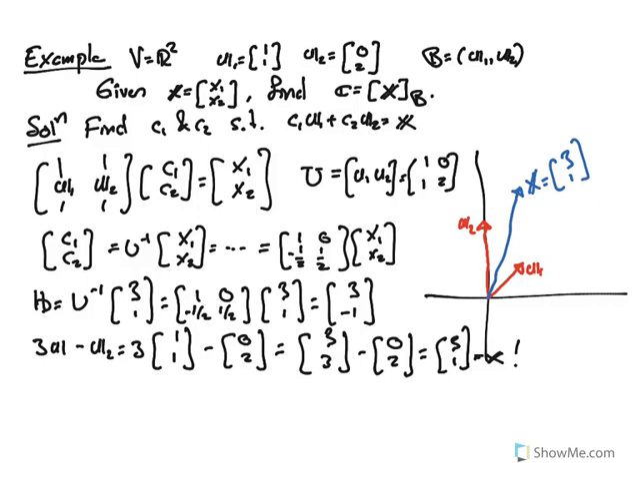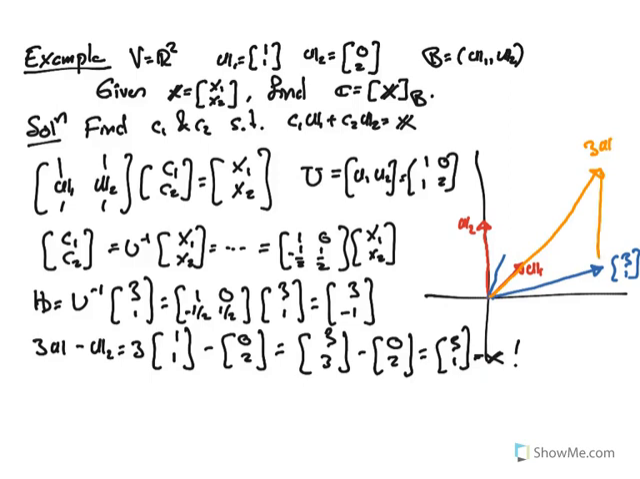I see I drew the vector wrong. That's not the vector (3, 1). I'll delete that. (3, 1) is this vector. So for a second I thought that I had done this wrong, but it's that I'd drawn it wrong. That's 3u1, and then we subtract u2, and we end up at (3, 1). So this works.